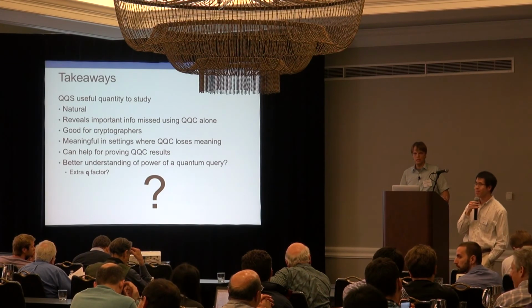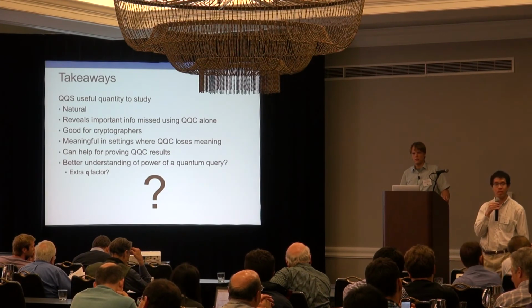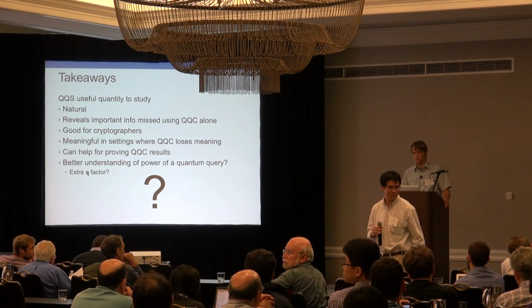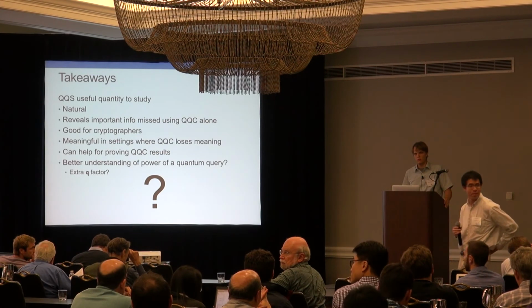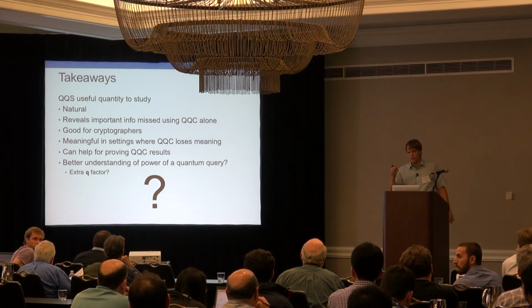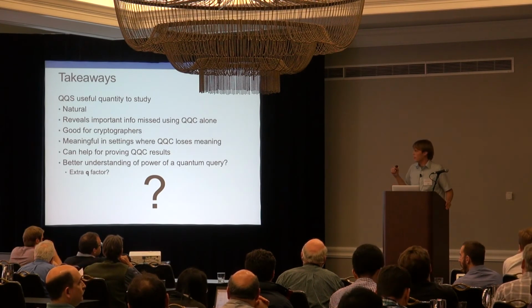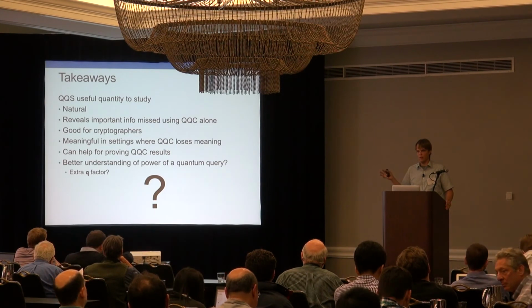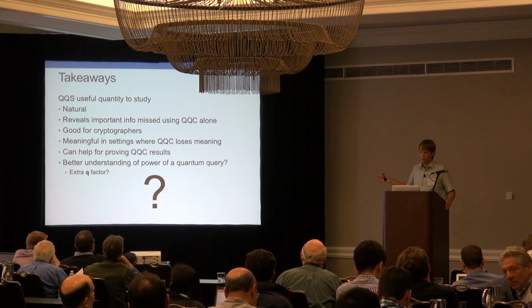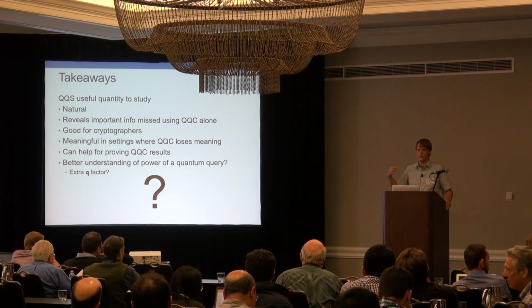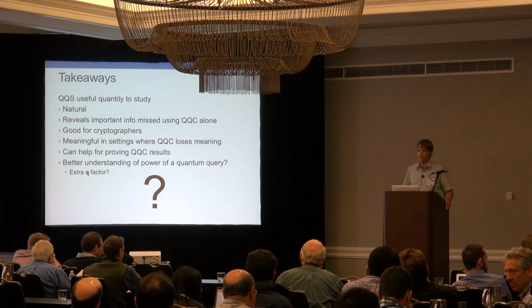More questions? Could you explain the last point again? What is this extra Q factor that you're talking about? So in all three examples, when you look at the classical query solvability, the classical probability of success given Q queries, the quantum one is roughly a factor of Q larger than the classical one in all three examples. Thanks.